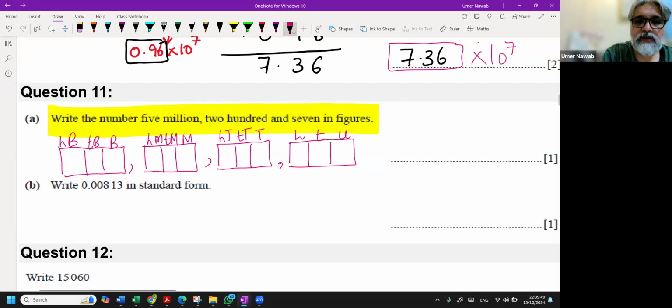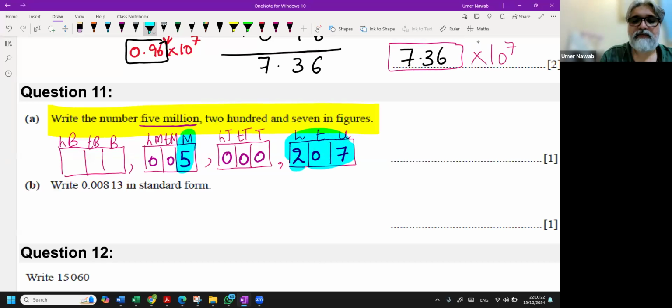Now, this question is 5 million. So I'm going to write 5 here. 5 million 200. Is it 500? 5 million 207 in figures. So 207. So there is no thousand. So I'm going to write here 0, 0, 0. And here I'm going to write 207. So how do I read it? 5 million 207. No need to write these zeros. So just write 5, comma, triple zeros, and then 207. I hope it is clear.